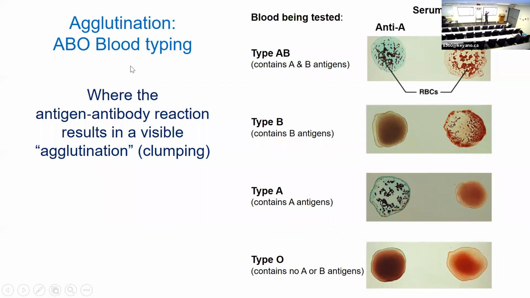If you're AB type, you're going to see clumping on both drops of blood. If you're A type, you're going to see clumping only with the A antibodies. If you're B type, you're going to see clumping only with the B antibodies. If you're O type, you're going to have no clumping at all. So it's the exact same test, just not testing for a pathogen. It's really cool to see this. I don't know if anyone has seen this, but it's very fun to watch it be done and find out what your blood is.